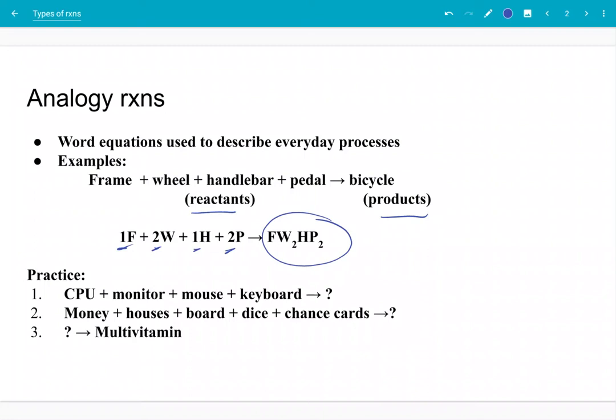So I have some example problems here. A CPU plus a monitor plus mouse plus keyboard, what is that going to be? Well, that would be a computer. How about money plus houses plus board plus dice plus chance cards? Well, that would make Monopoly. Then what makes up a multivitamin? Vitamin A, vitamin B, vitamin C, calcium, magnesium, etc.